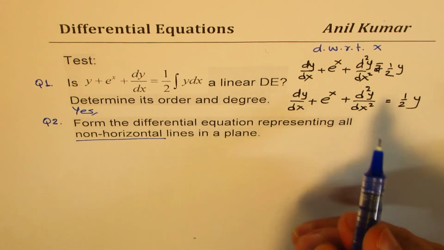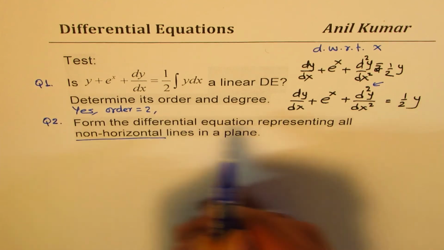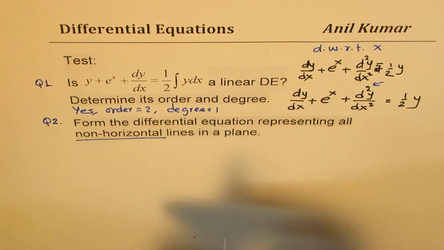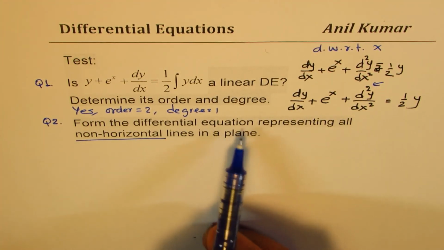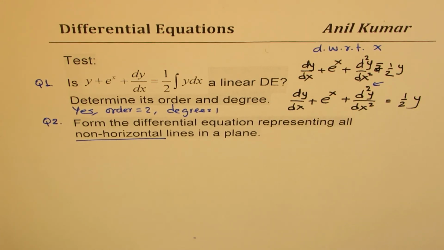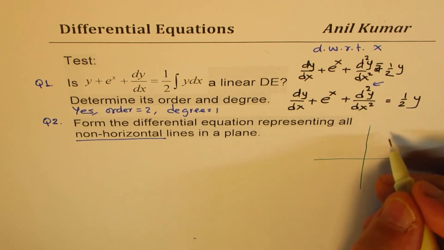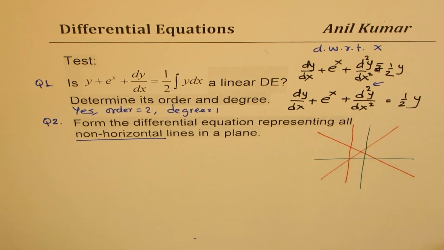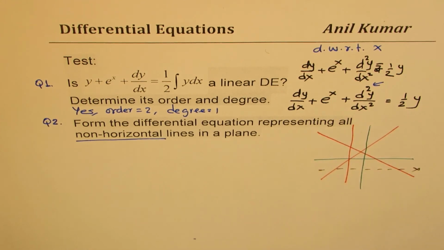And what is the order? Order is 2, as you can see. And degree, the exponent is 1. Done. The next question here is, form the differential equation representing all non-horizontal lines. So what we are trying to say here is that we will consider all kinds of lines, even vertical, but we are not going to consider any horizontal line. So these are to be eliminated.